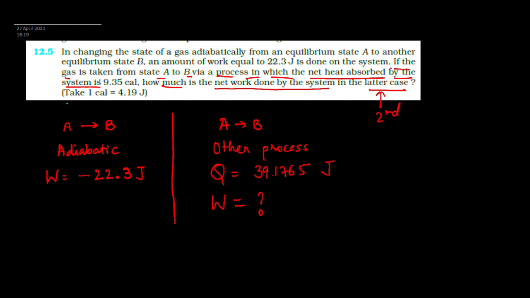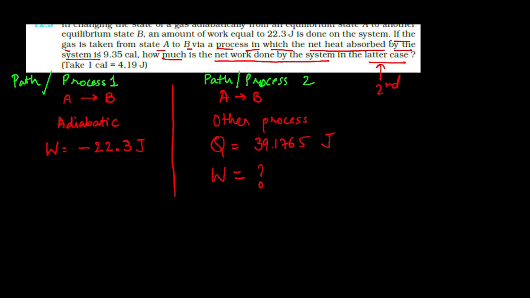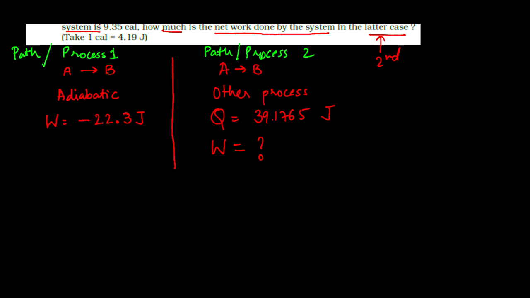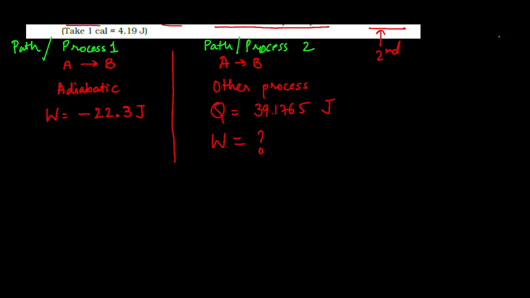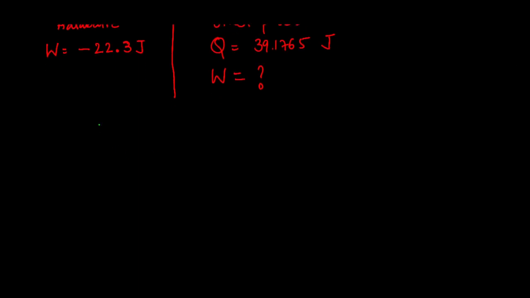Let's say that this on the left side, let's call it process 1, or path 1, if you understand, path. And what we have here is path or process 2. Now if you try to draw a graphical representation, is it necessary to draw this? No, not at all. But this will improve your concepts by a lot.